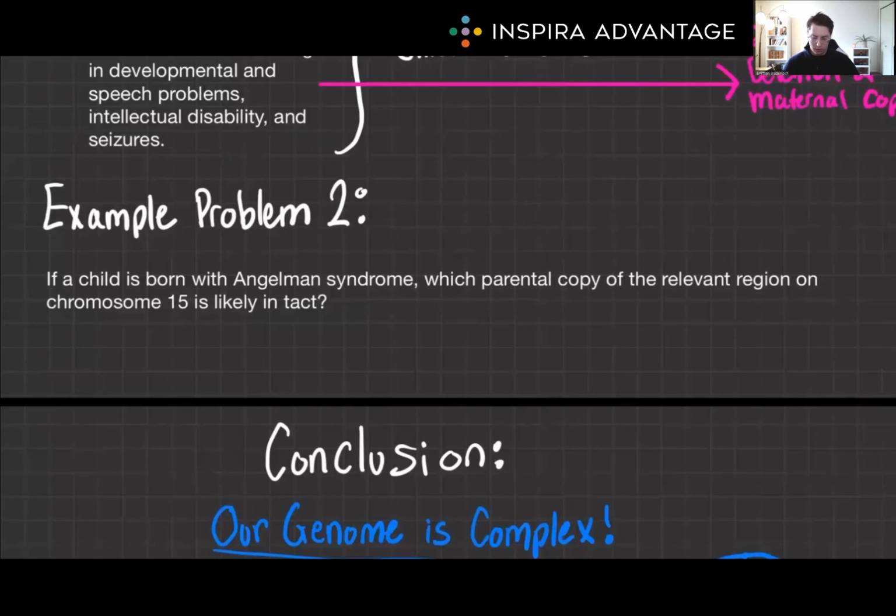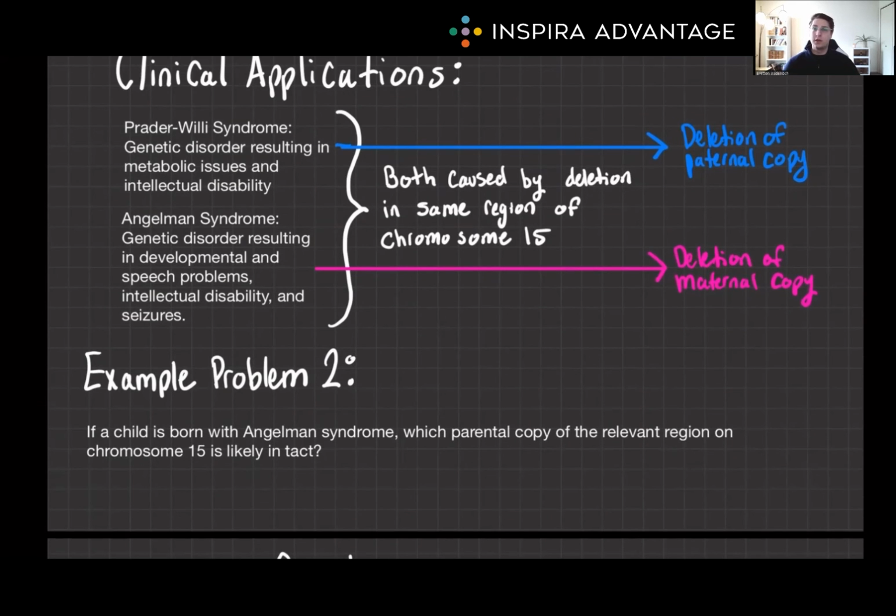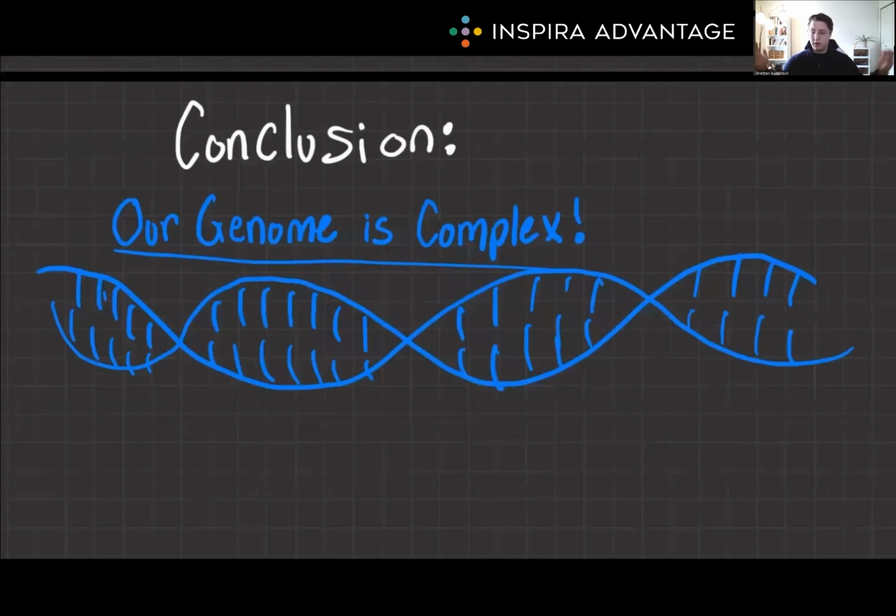If a child is born with Angelman syndrome, which parental copy of the relevant region on chromosome 15 is likely intact? Well, once again, I would think it'd be the paternal copy that would be intact, as Angelman arises from a deletion in the maternal copy. Understanding genomic imprinting isn't just about acing the MCAT, even though that's a big part of it, or even just gaining genetic knowledge. It sheds light on complex inheritances, offers insight into certain developmental disorders, and underscores the intricate dance between genetics and epigenetics. So, conclusion, in 4 words: our genome is complex.